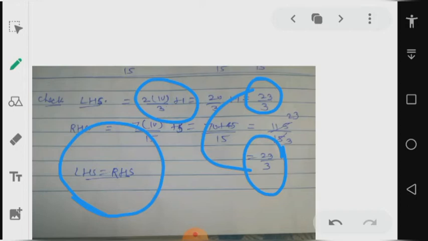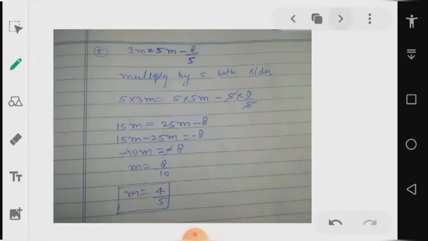So when we prove that LHS equals RHS, it means the value of x which we have found was correct. If the value of x were wrong, then LHS could not be proved equal to RHS.